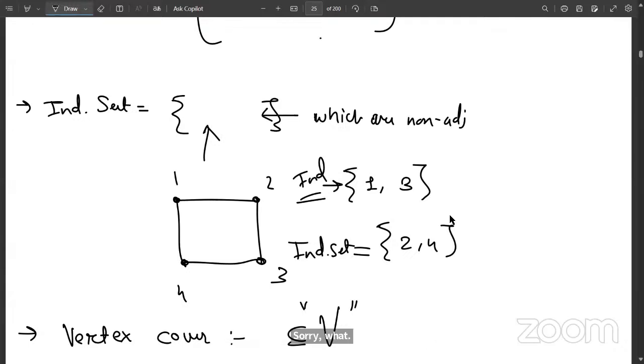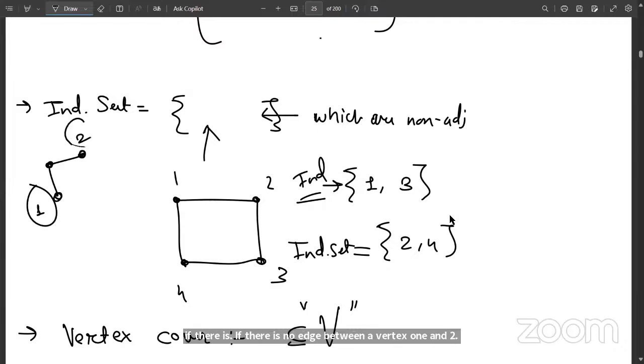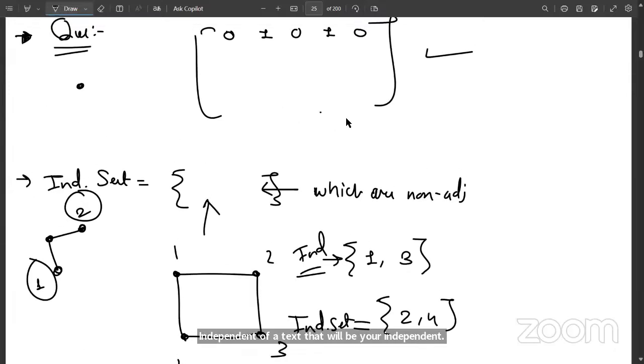See, an independent set means you have to collect all those vertices which have no edges between them. If there is no edge between vertex 1 and 2, then you can say these two vertices are independent. Then you collect all the independent vertices, and that will be your independent set. Let's consider one more example.